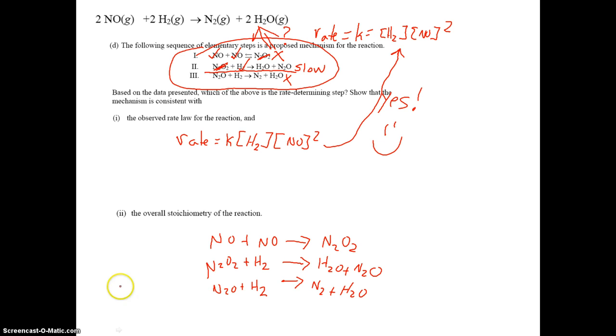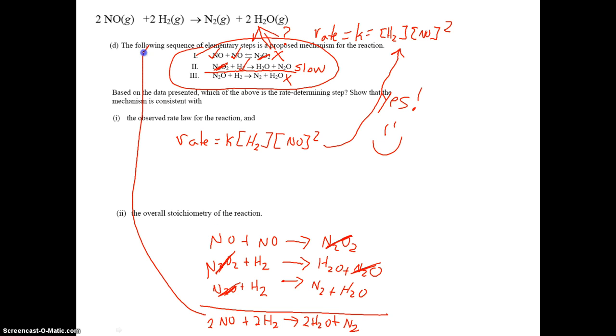Now we just need to add this up and cancel out all things that appear on both sides of the reaction and see if it matches the original stoic. We said this was an intermediate a minute ago, so we're going to cancel it out. N2O, also an intermediate. Anything else? No. So according to this, we get 2NO plus 2H2 makes 2H2O plus N2. Is this consistent with this? Yes. So once again, we're happy.